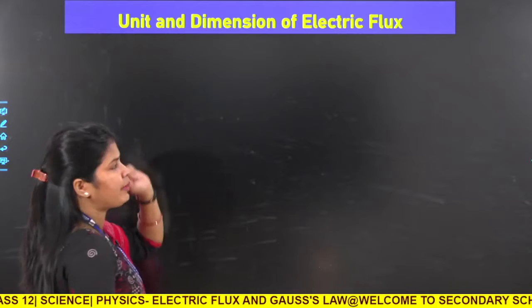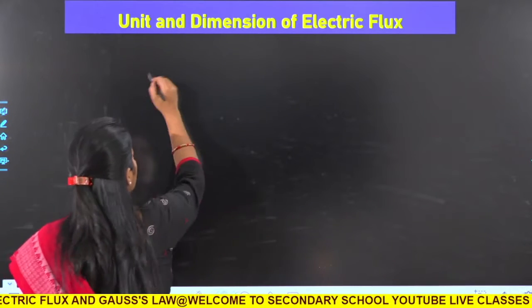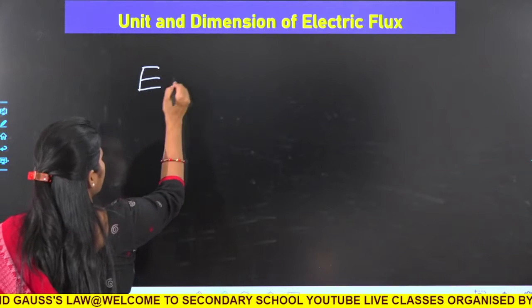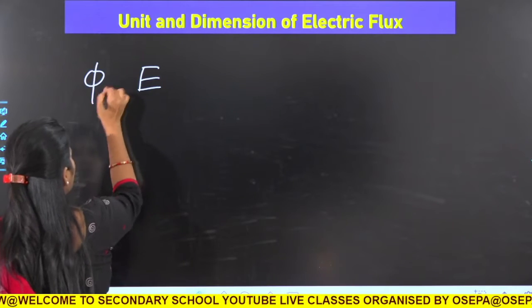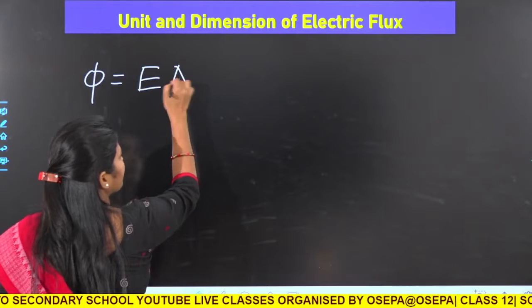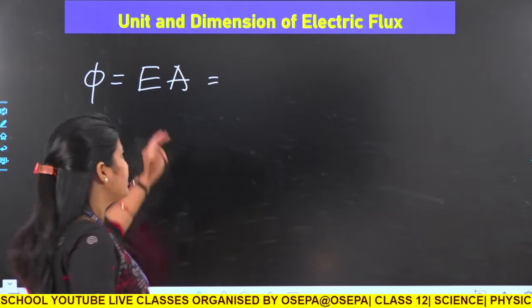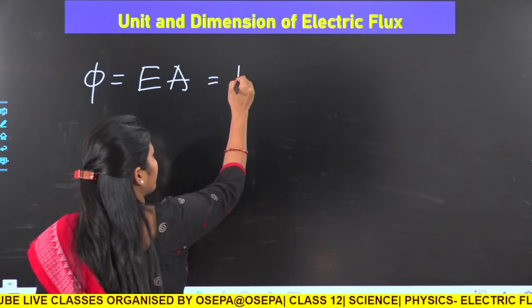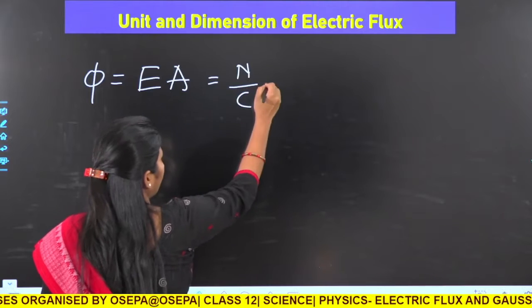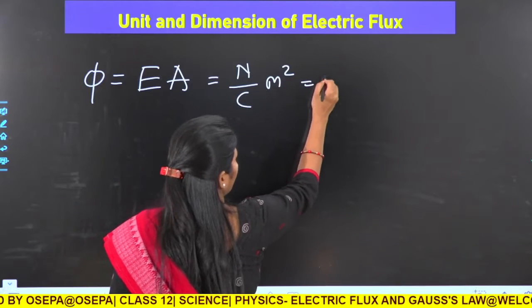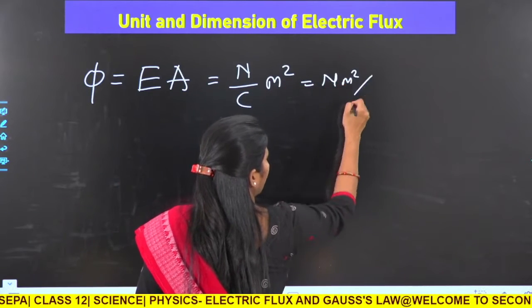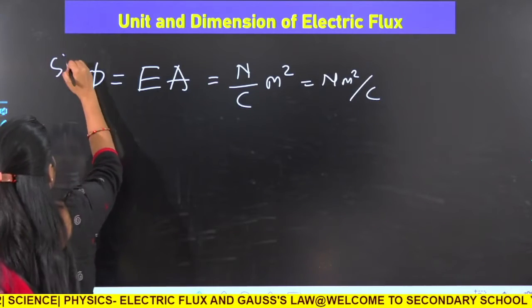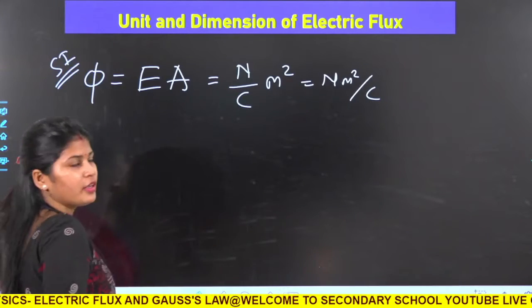Next, what is the unit and dimension of electric flux? We know that phi is equal to EA, isn't it? That means what is the unit of electric field? Newton per coulomb, and area is meter square. So Newton meter square per coulomb. This is the SI unit. Okay, what is the dimension?